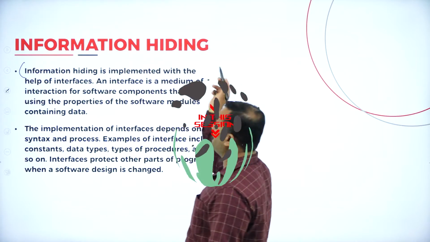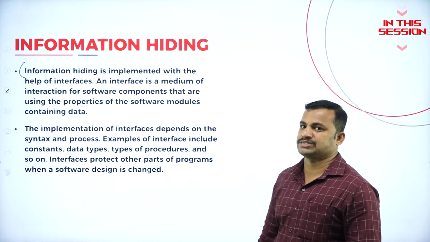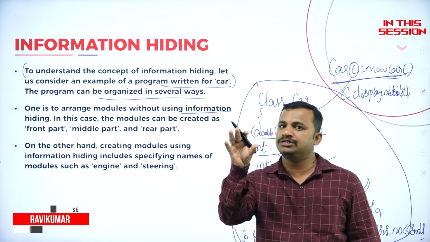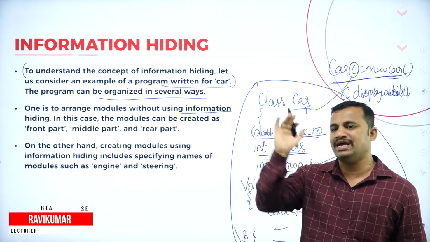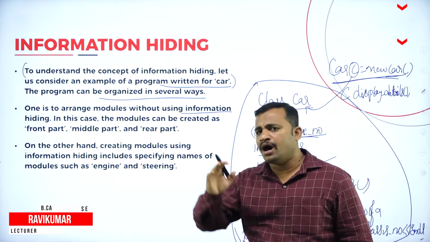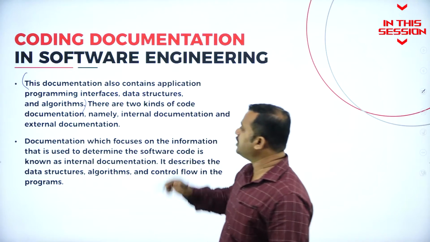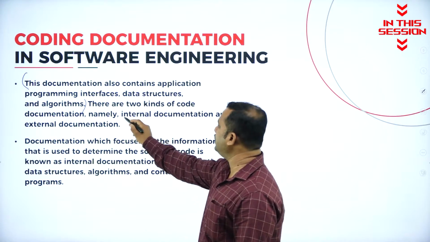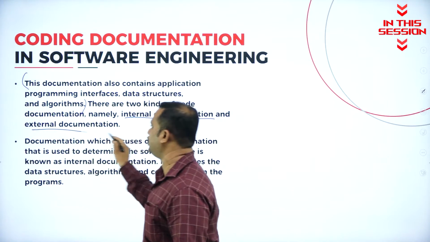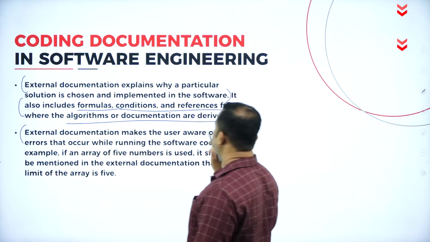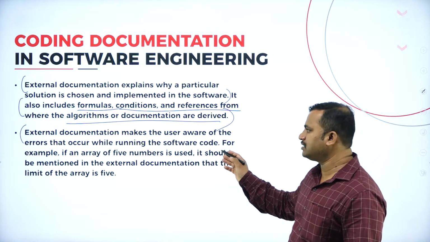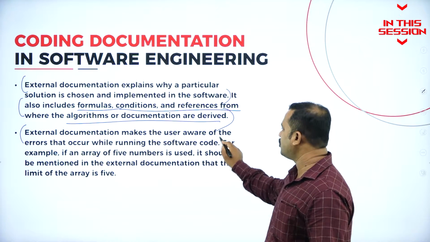Information hiding is implemented with the help of interfaces. Only the relevant information is given to them in the form of an interface, and all other irrelevant information is hidden from the user. There are two kinds of code documentation, namely internal documentation and external documentation. External documentation makes the user aware of the errors that occur while running the software code.